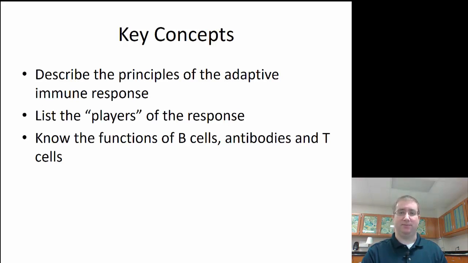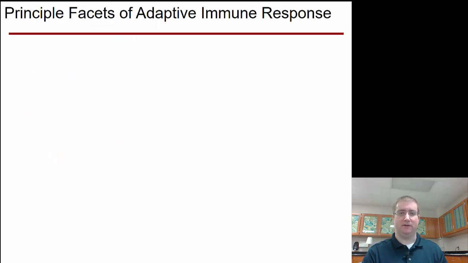This video will discuss the principles of the adaptive immune response. We'll be able to list the key players of this response, the B cells and the T cells and their functions, and also look at what antibodies actually do for your body and how they help you to get better after you actually develop an illness.